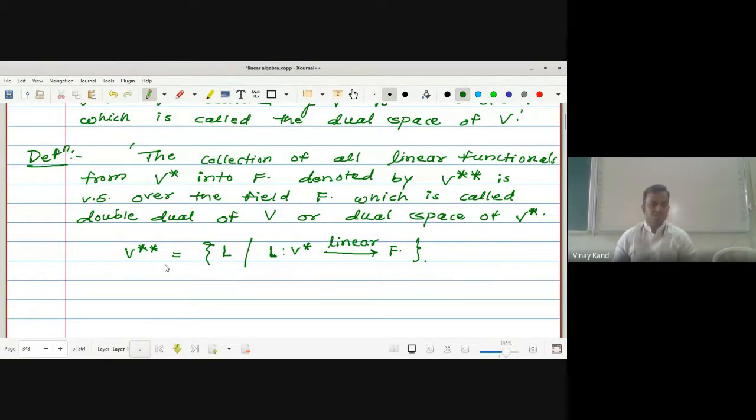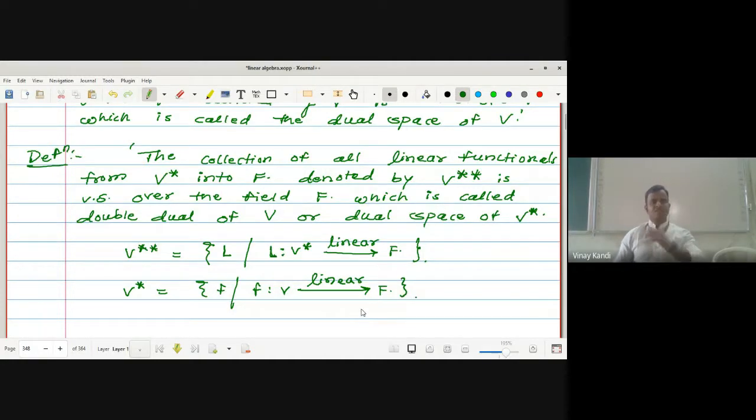ह्याच्यामध्ये सगळे मेंबर्स कसे असतील? The set of all linear functionals from V star to F. What is V star? V star is the collection of all linear functionals f from V to capital F, such that f is a function from V to capital F. Okay, दोघांचा डिफरन्स नीट लक्षात ठेवा.